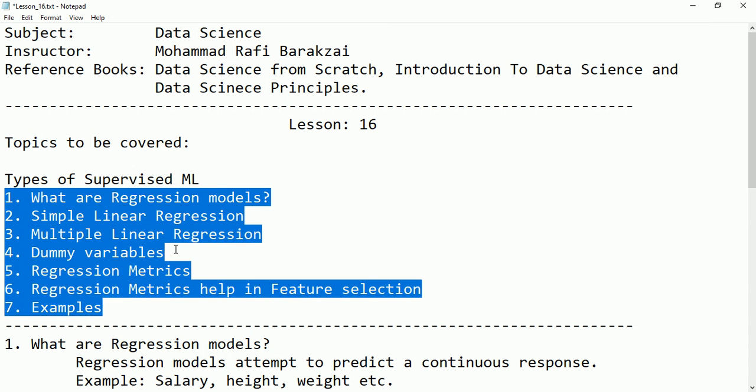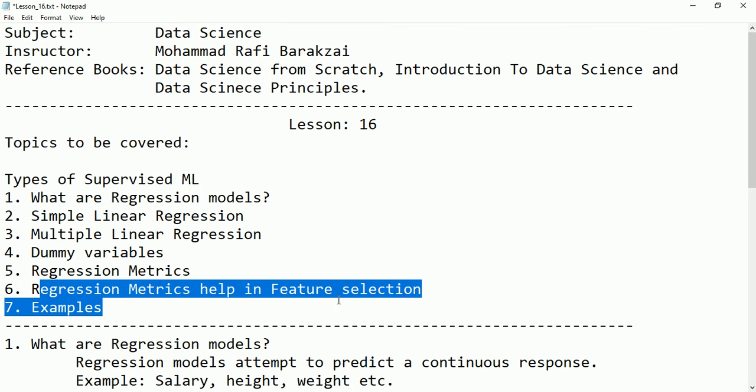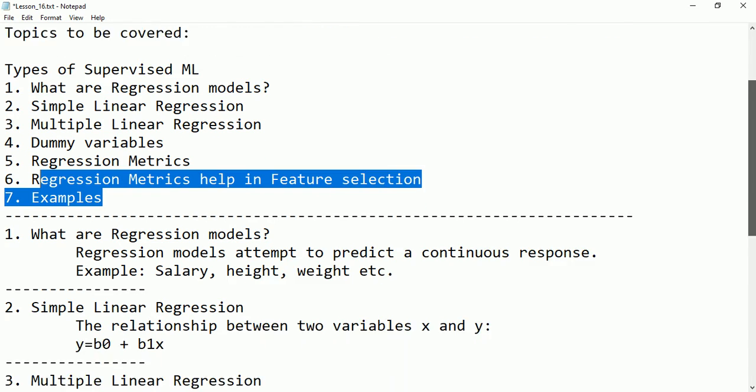topics here. First we are going to talk about regression models, then types of regression, like simple linear regression and multiple linear regression, and then we will talk about dummy variables. Then we will talk about regression metrics, and regression metrics which are used for feature selection, and we will give some examples for them. And let's start now, friends.